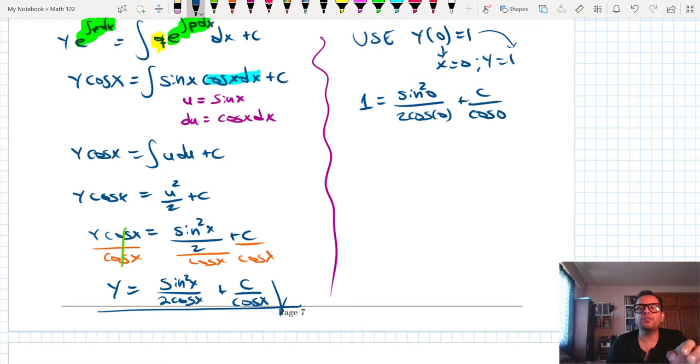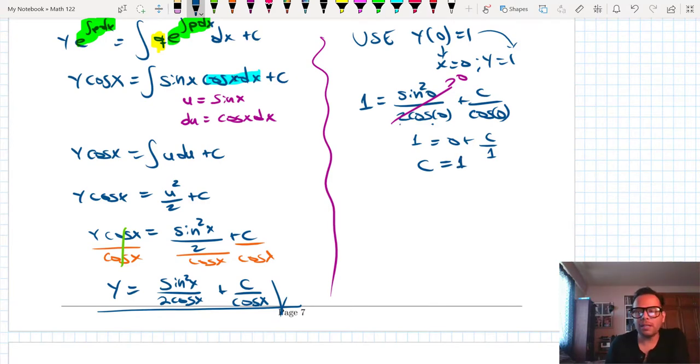Okay, so let's evaluate cosine of 0. We know cosine of 0 is 1, right? That is from c divided by 1, which is cosine of 0. The denominator of the first term is also going to be a 1 times 2. But in this case, sine of 0 squared is going to go to 0. So we get 1 equals 0 plus c over 1, which gives us c equals 1.